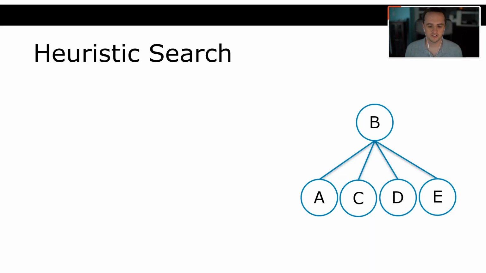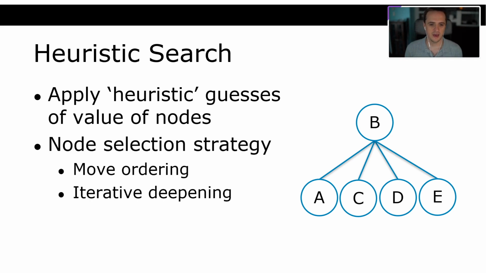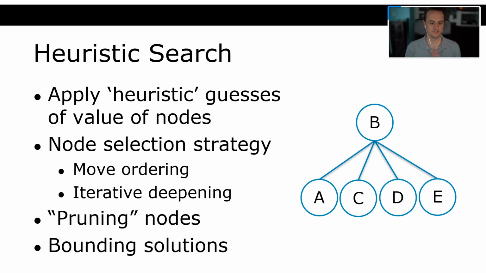So what heuristic search will do is we will apply heuristics. So heuristics essentially mean guesses, right? Educated guesses. So we will apply heuristic guesses to the value of nodes, and then we will explore nodes in terms of the best heuristics, all right? And we'll talk about concepts like move ordering or iterative deepening. We'll talk about pruning nodes and bounding solutions, etc.